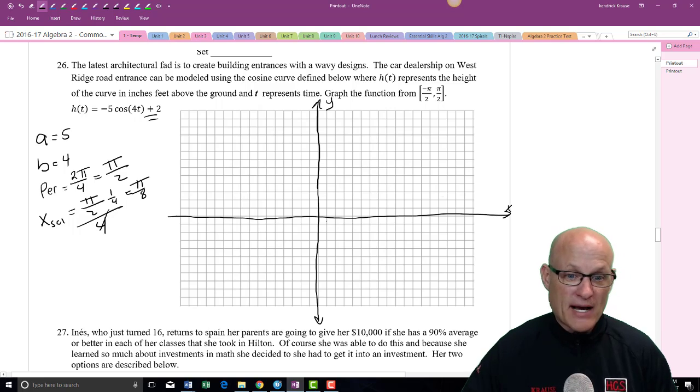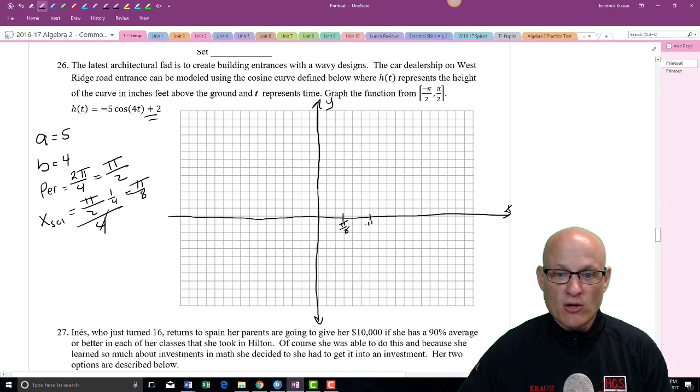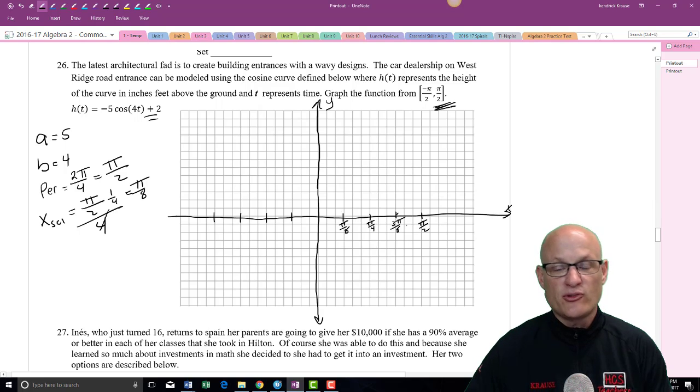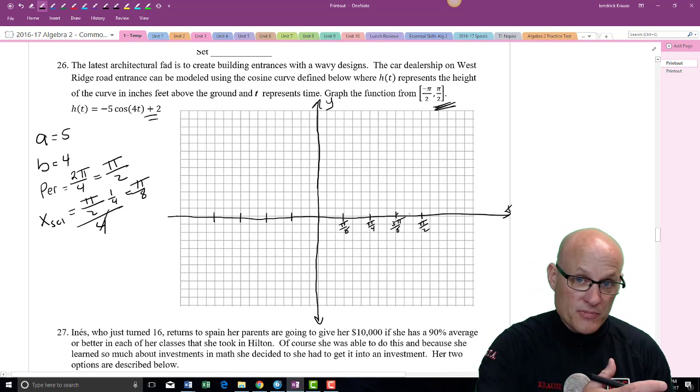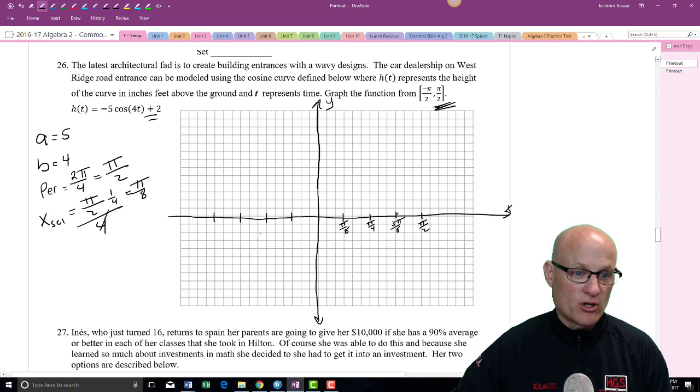So I'm going to count by pi over 8s. 1, 2, 3, pi over 8. 2 pi over 8, or pi over 4. 3 pi over 8. 4 pi over 8, or pi over 2. Oh, that's where they want me to stop. Now I'm going to do the same thing this way. I don't have to put the scale this way. You just got to be uniform. 1, 2, 3, 1, 2, 3, 1, 2, 3. I always use either 3 or 2. It doesn't matter. So we're going to graph it to the right first, and then I'm going to carry it over to the left. Let's see how that works.